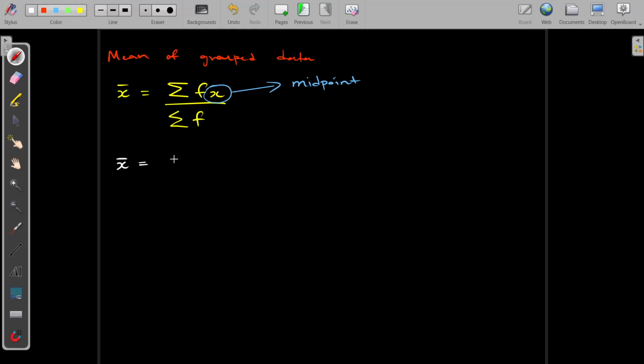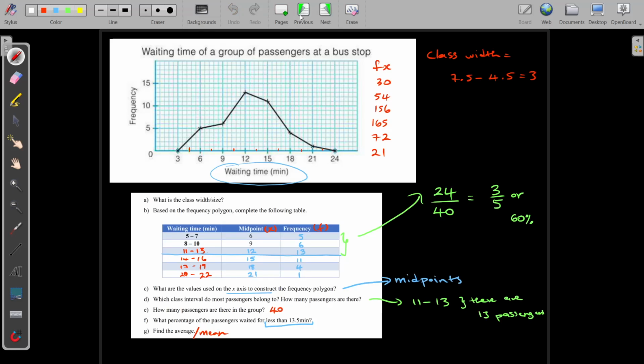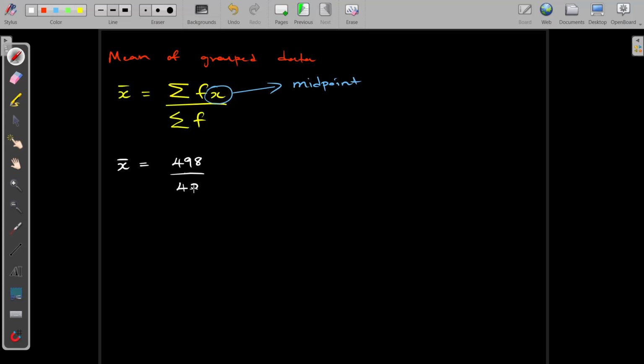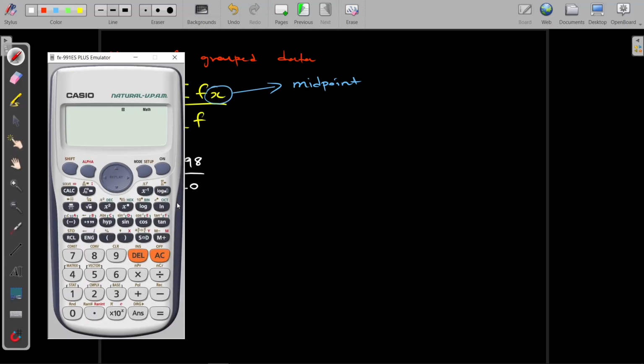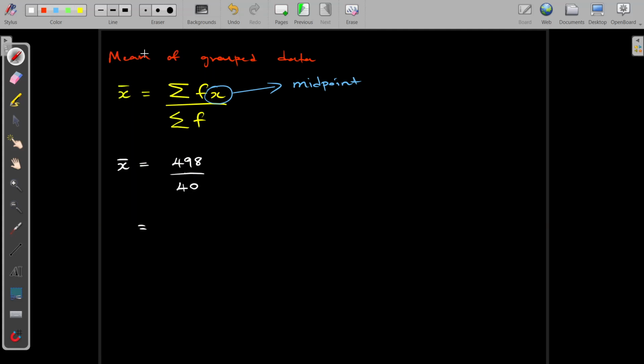x bar is equal to 498 divided by the total frequency, which we established to be 40. So 498 divided by 40. Let me pull up my calculator. So this is 12.45.